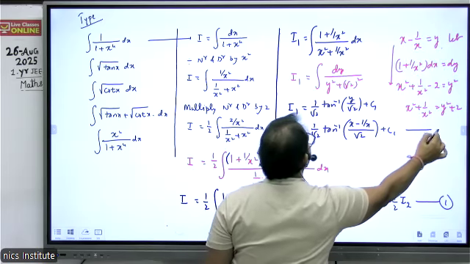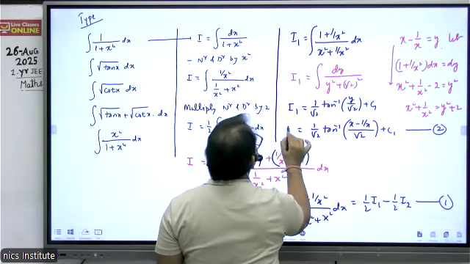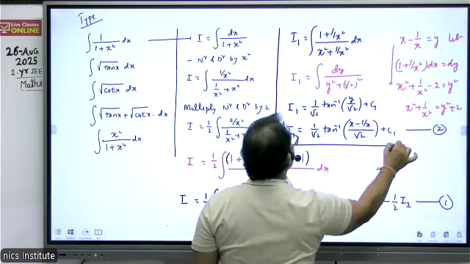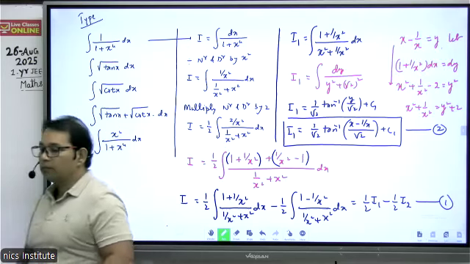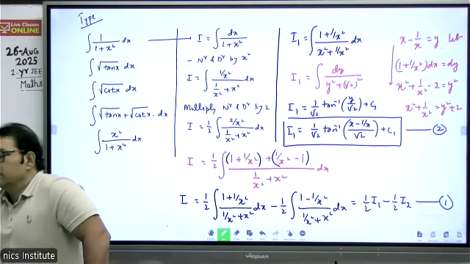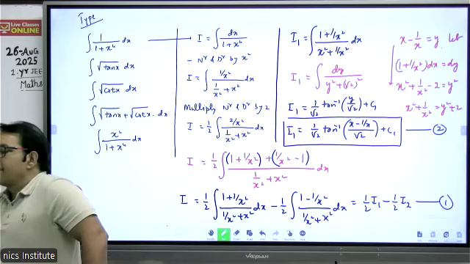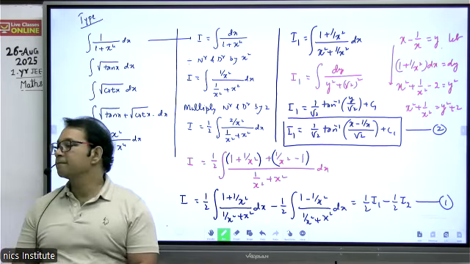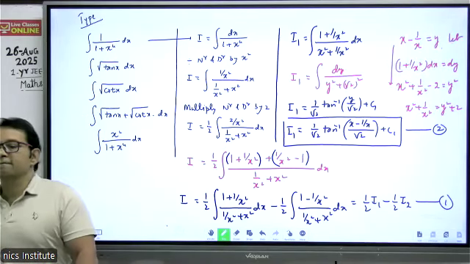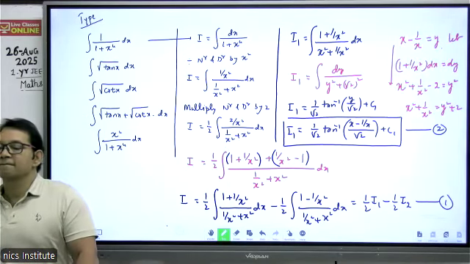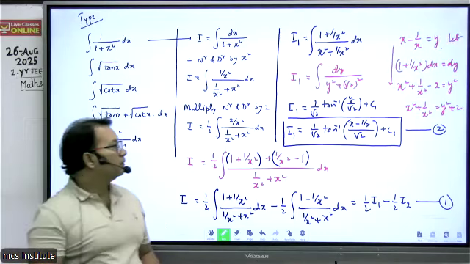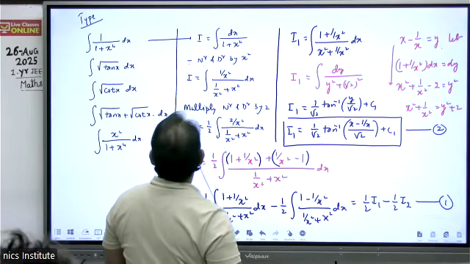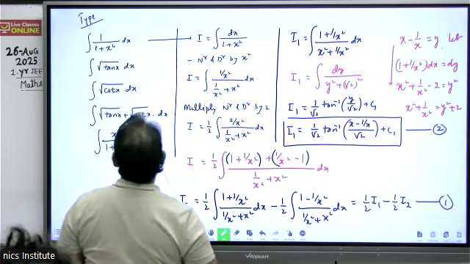So call it equation number 2. We'll be substituting I1 later in equation number 1. So I've done I1. So same method for I2? Yes, similar. And I2 will be done by similar method.